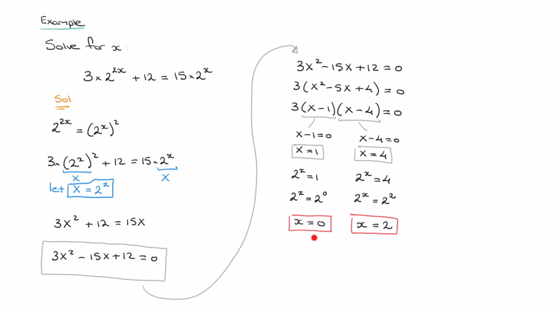And if you want to check that both of these are indeed solutions to this equation, you could go ahead and replace every x you see by 0, and you'll find that the left-hand side is equal to the right-hand side, and then of course you could replace every x you see by 2, and once more you'll find that the left-hand side is equal to the right-hand side. And there we go. That's how we can solve this exponential equation involving a hidden quadratic.